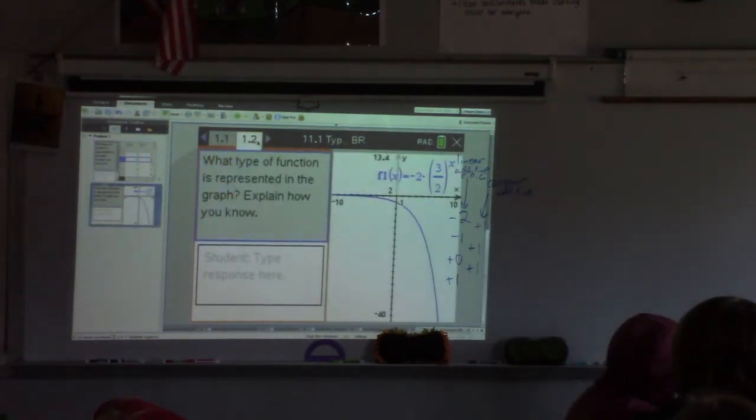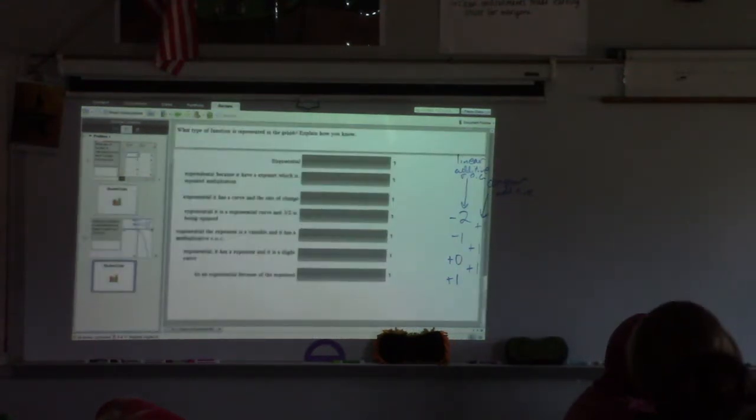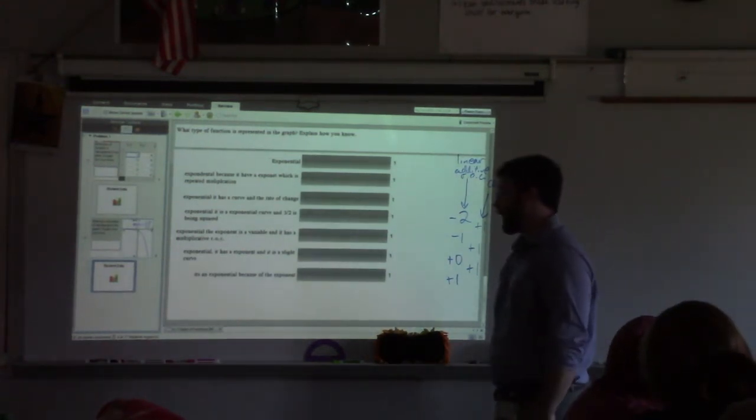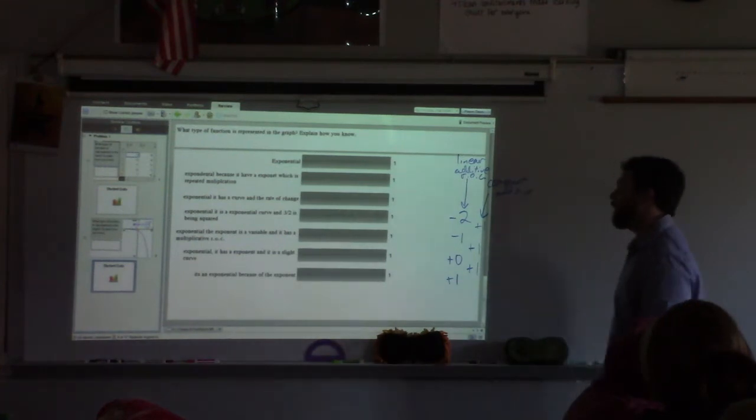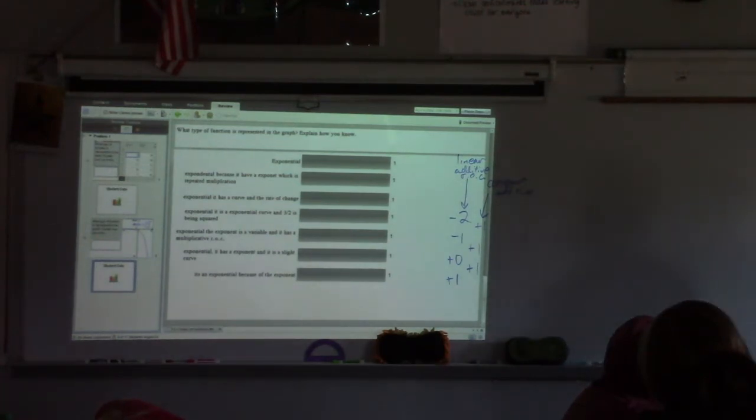Question 2. Let's look at our answers here. One person just said exponential. Exponential because it has an exponent, which is repeated multiplication. It has a curve and the rate of change. It is an exponential curve, and 3/2 is being squared. Is there any language up here that we want to push on and be careful about? Not necessarily that it's completely wrong, but we need to be careful with this language.